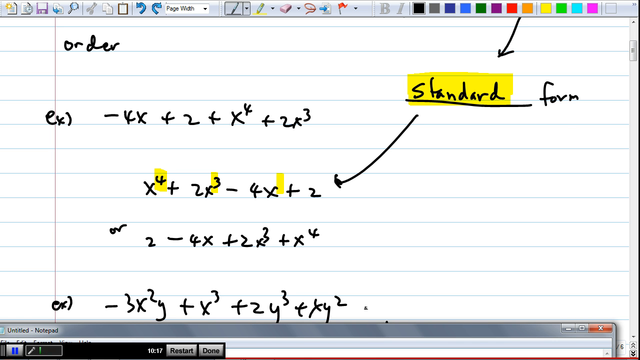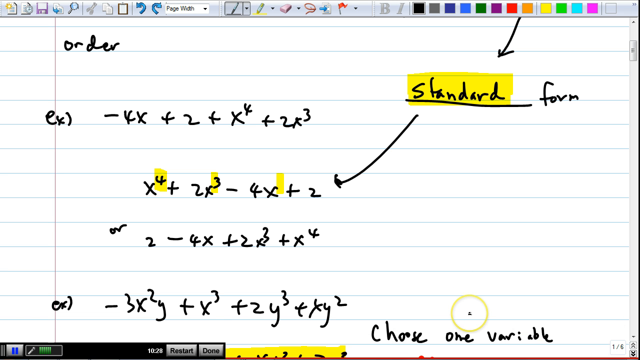X. X, y. That's when alphabetical order comes, okay? You don't have to follow, but normally we choose x because x comes before y, right? So whenever you have more than one variable, you choose one variable, okay? You could do either x or y. It's not wrong to do y, but then let's just do x because x comes before y in alphabetical order.